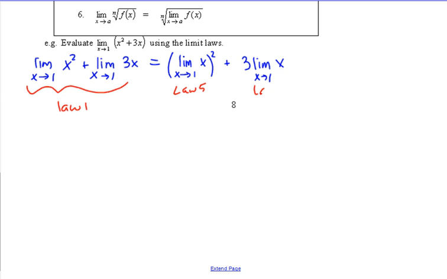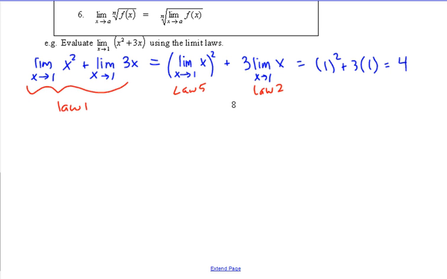Now, why did we do that? Well, we just proved already that the limit as x approaches a of x is always a. So now we can actually solve this. What would this be here? 1, so 1 squared plus 3 times, what would this be? 1. Okay, do you notice anything? So that equals 4.